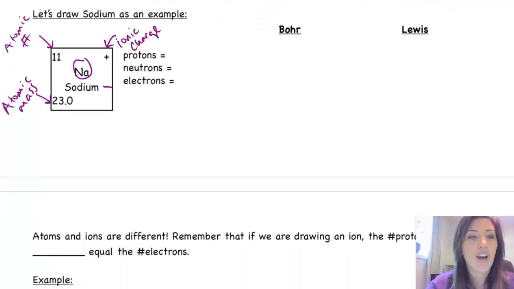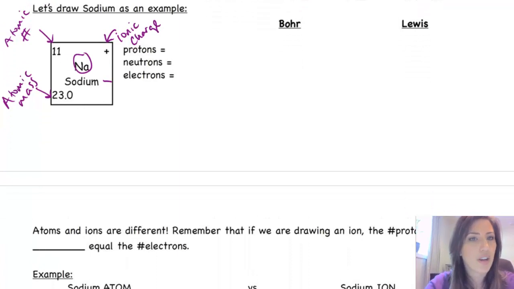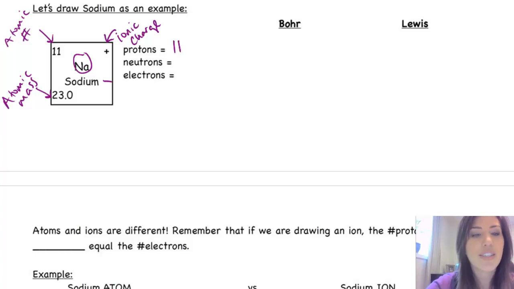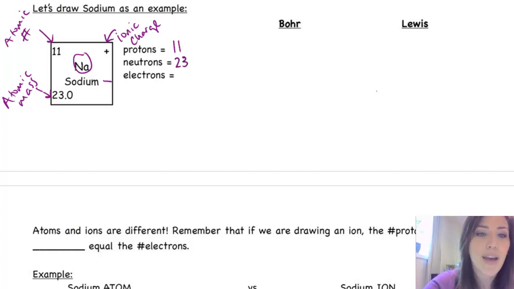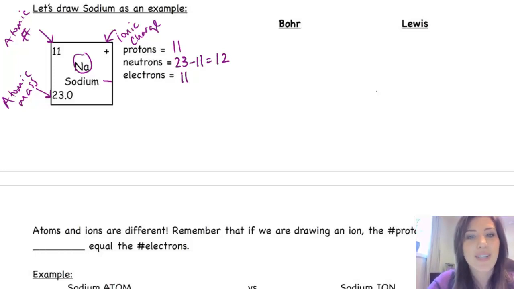So if we were to talk about the protons, neutrons, and electrons of this atom, we can figure it out just based on this little box. So the protons is the same as the atomic number, so that's 11. The neutrons is simply the atomic mass rounded to the nearest whole number. So here we have 23.0, it'll be 23. But if you have, say, 27.8, then you'll bump it up to 28. So you're going to say the atomic mass minus the atomic number equals your neutrons. In this case, we have 12, and the electrons in an atom are the same as the protons.